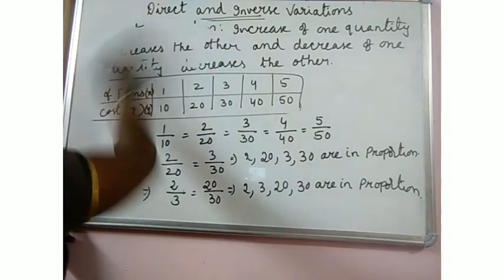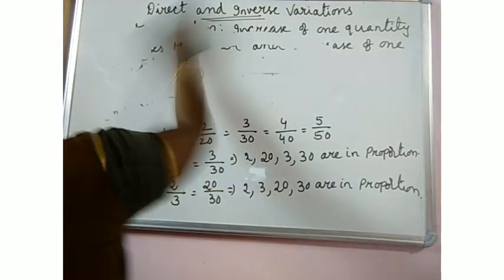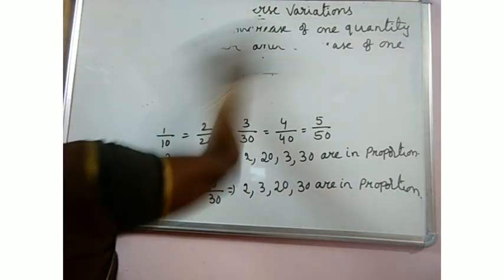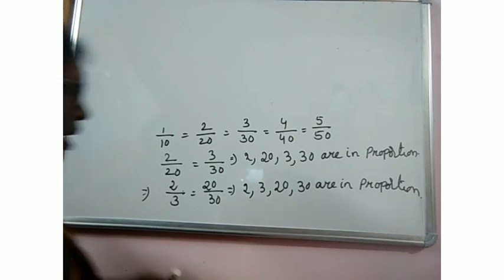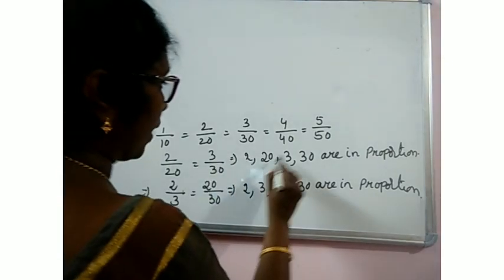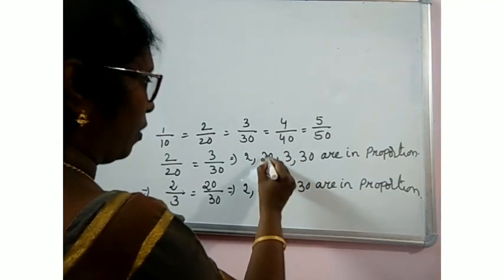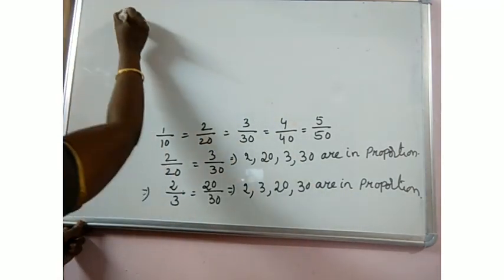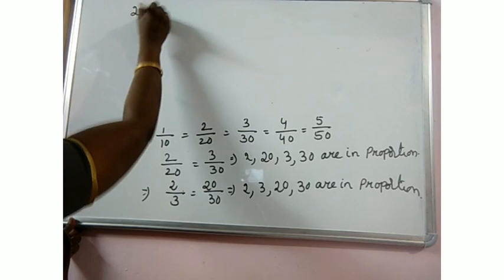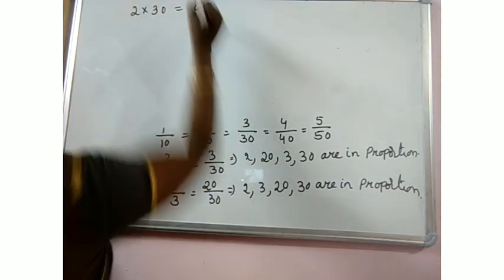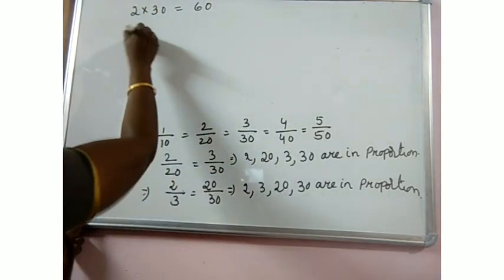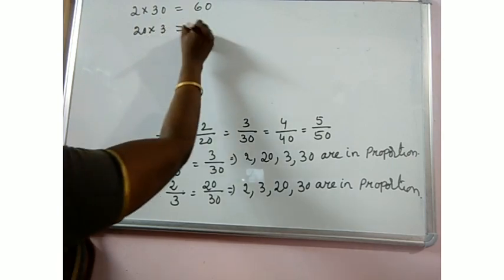You know that product of extremes is equal to product of means. Whether you get it or not, you can check. Product of extremes is equal to product of means. In the first case, 2, 20, 3, 30, 2 and 30 are the extremes, and 20 and 3 are the means. 2 into 30 is equal to 60, and here 20 into 3 is equal to 60, or not?